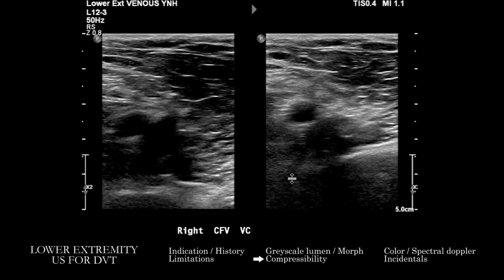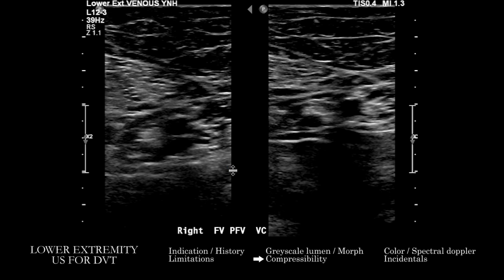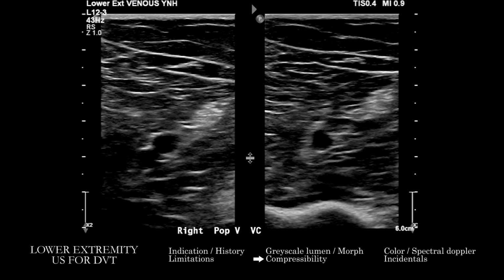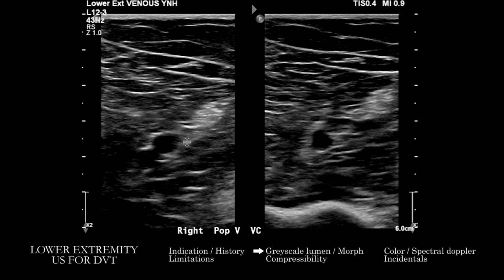Compression is going to be the most sensitive finding for whether or not there is a DVT. If the vessel compresses completely, that is good evidence that there is no thrombus. So we're going to do that at each level down the leg on the grayscale images. This is a very clear picture here showing that the popliteal vein, one of these vessels, compresses completely. Okay, and we're going to look at the grayscale images all the way down the leg.